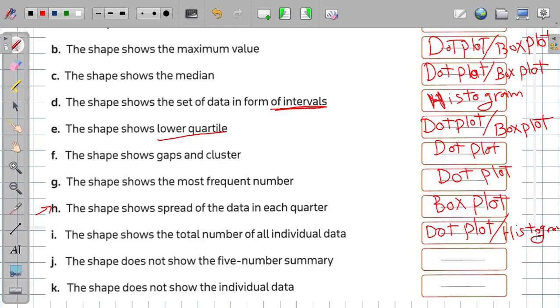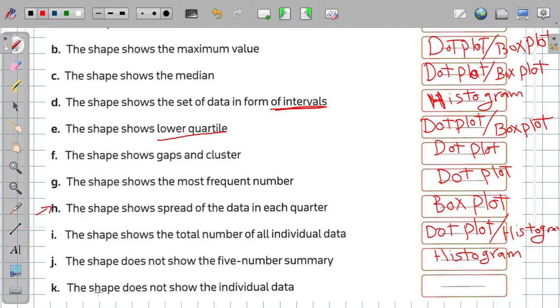Okay. Next, I wanted to show the shape that does not show the 5-number summary. I think we have only one way, and I think it's the histogram. The histogram is the only way that does not show the 5-number summary.